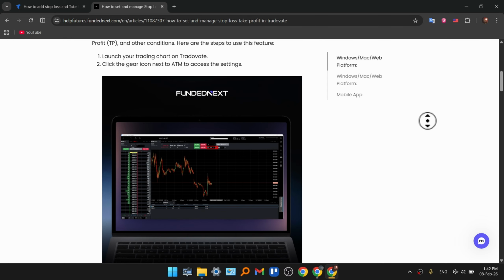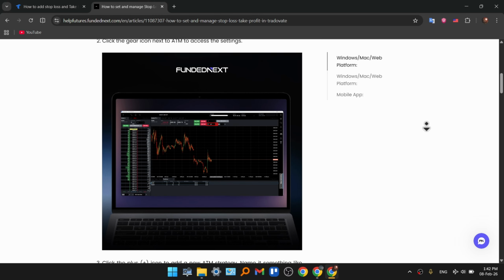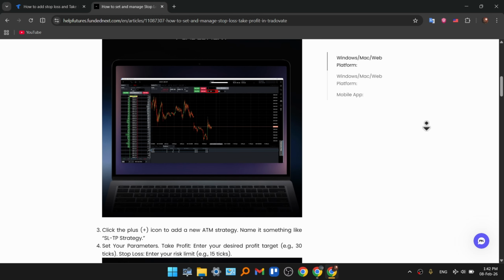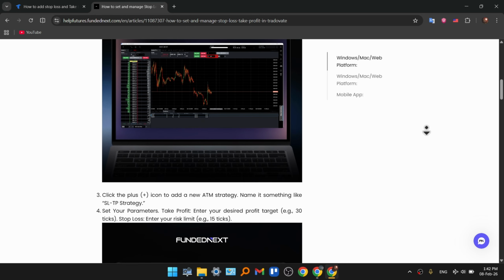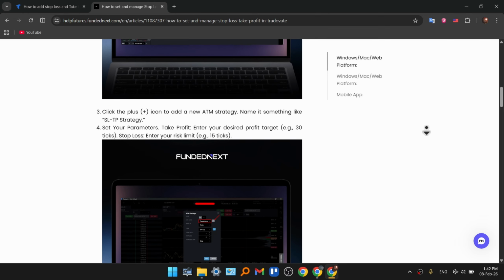And then you can set the stop loss firstly. In the stop loss field, enter the number of ticks you're willing to risk. Example, 10 ticks below your entry price. This automatically exits if the market moves against you.